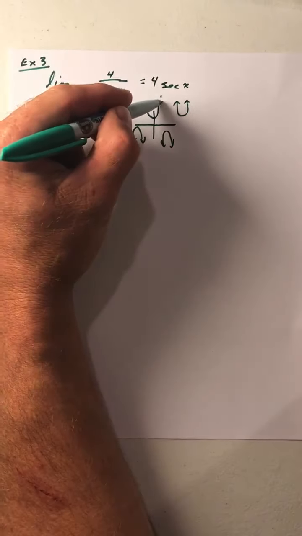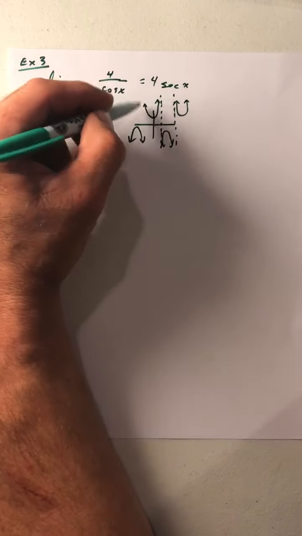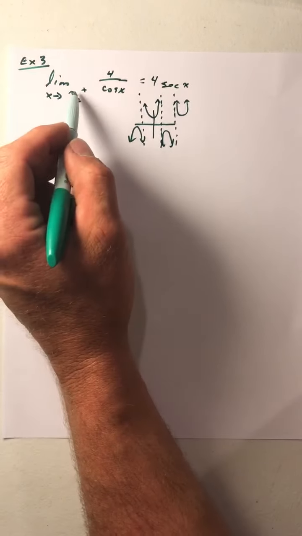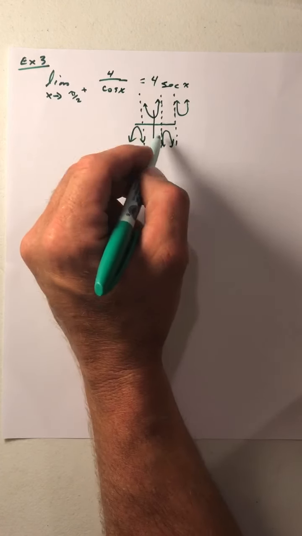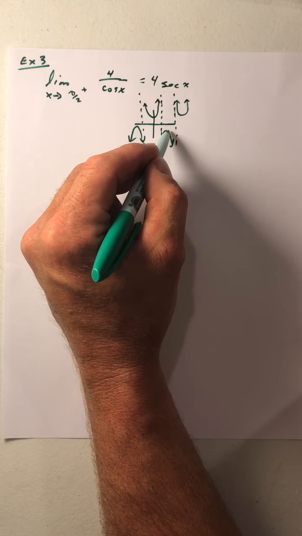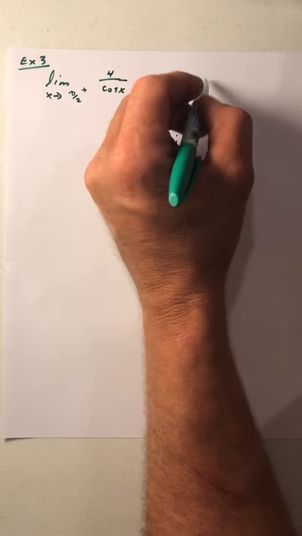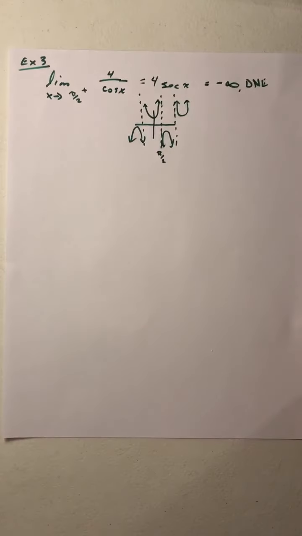And we also know, hopefully, that we had a vertical asymptote at pi over 2, and at negative pi over 2, and so on and so forth. So as we're looking at this pi over 2 from the positive side, that's on the right side of it, it's going to negative infinity, which also means it does not exist. And that's going to give us what our limit is as x goes to pi over 2 from the positive side.